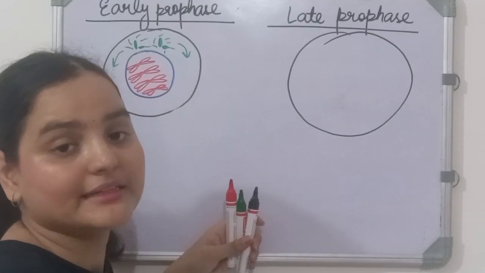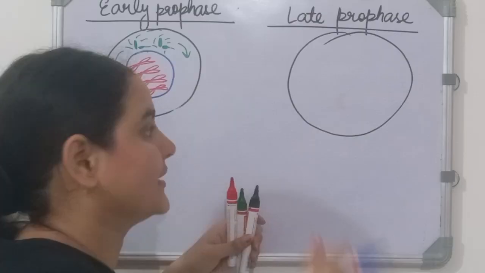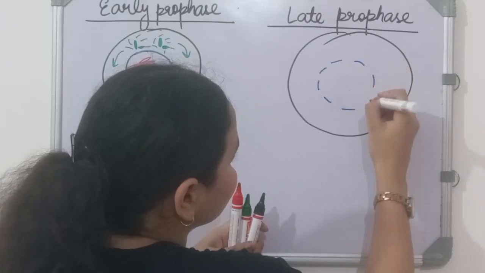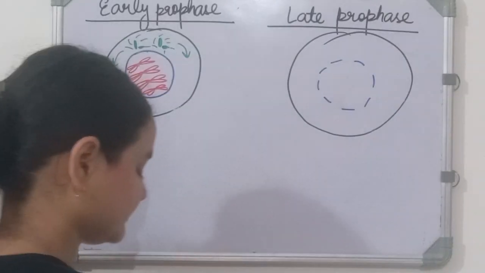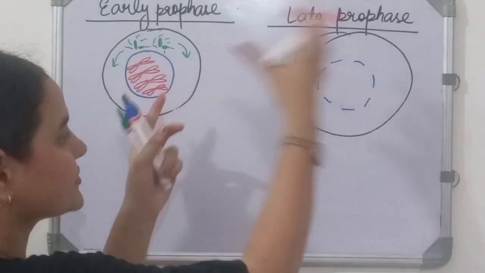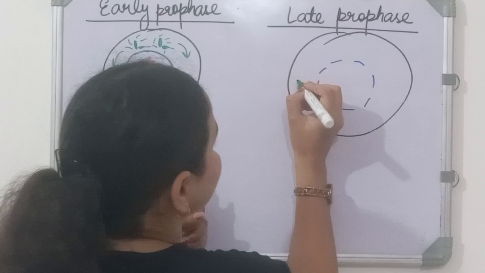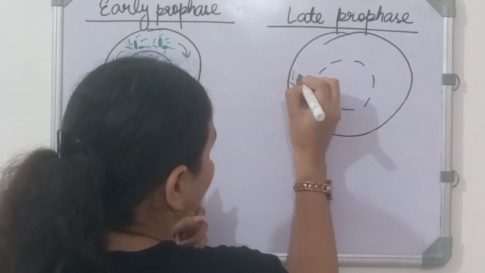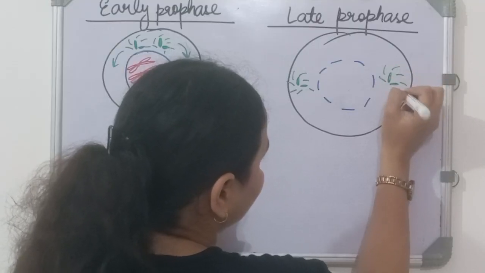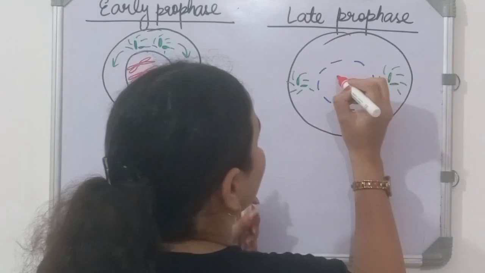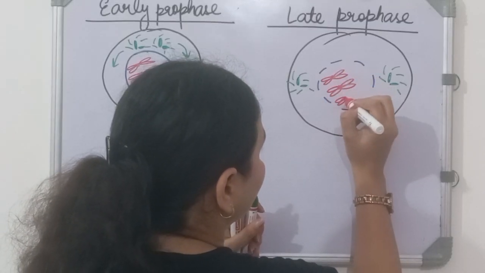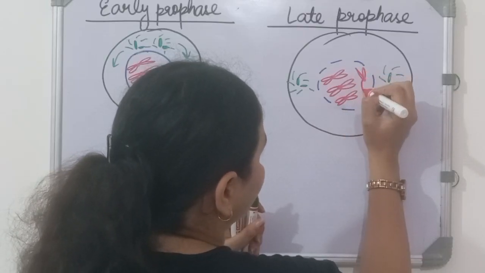So we read this point that nuclear membrane starts disappearing. So we'll draw nuclear membrane as disappearing, okay? Now then we also read that these centrosomes, they reach the opposite poles. So now they have reached here. Inside we have fully visible chromosomes. 4 chromosomes are drawn. Okay.